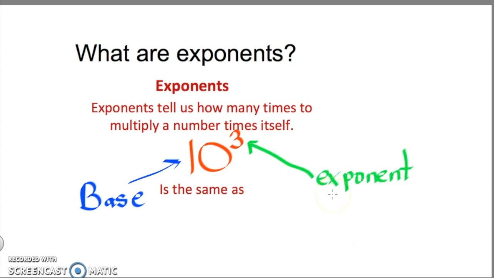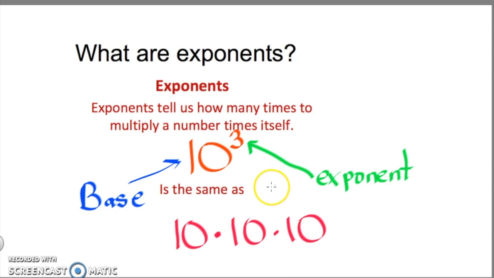Now, my exponent tells my base, that big guy, what to do. Let's see what the little guy is saying to the big guy. He wants the big guy to multiply himself 3 times. So let's take a look. 10 times 10 times 10. So we just defined what an exponent is. An exponent tells us how many times to multiply our base.